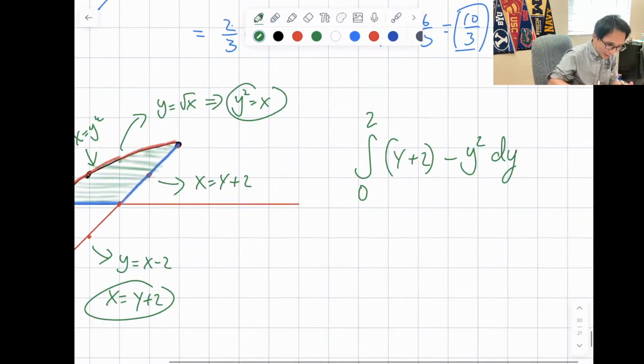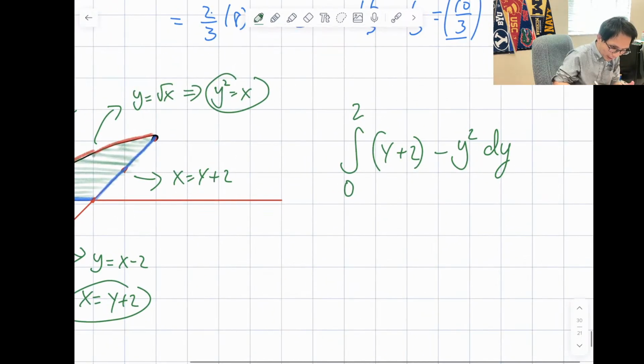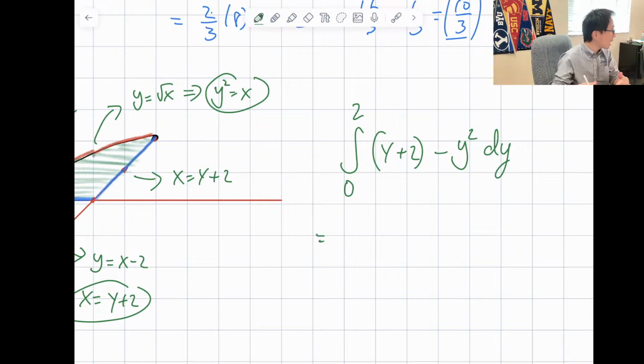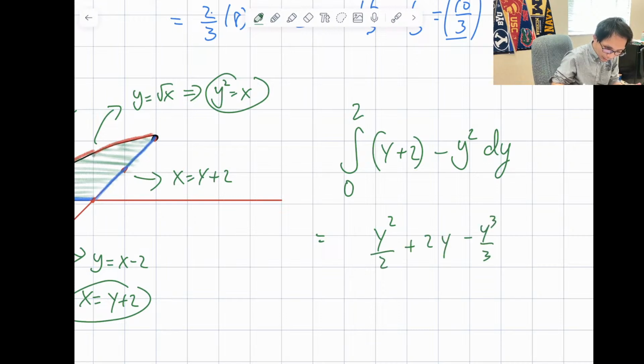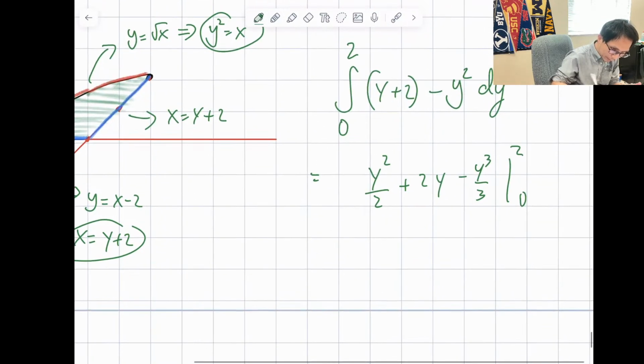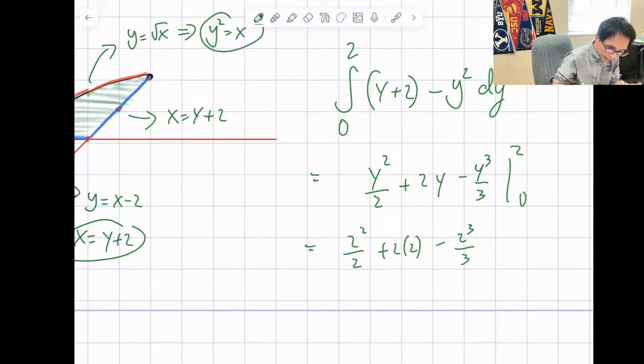I can do this by hand too. Look at this by hand. Now you can set up using the calculator to do it. This is going to be much faster. But by hand: y squared over 2 plus 2y minus y cubed over 3, between 2 and 0. 2 squared over 2 plus 2 times 2 minus 2 cubed over 3, minus 0.